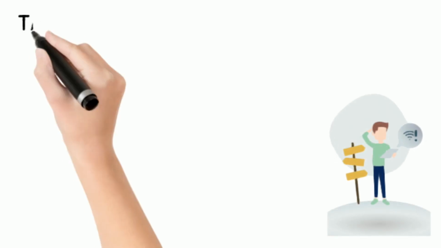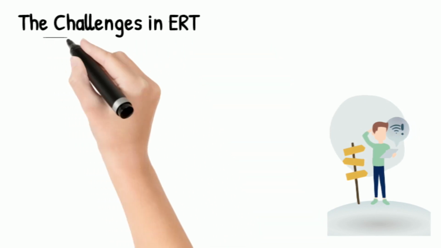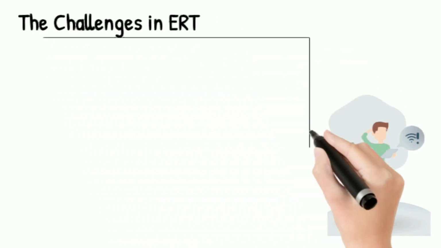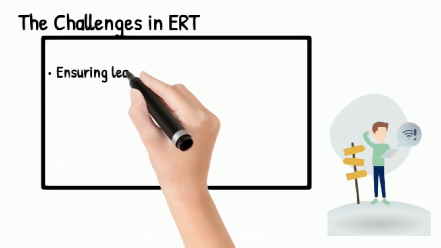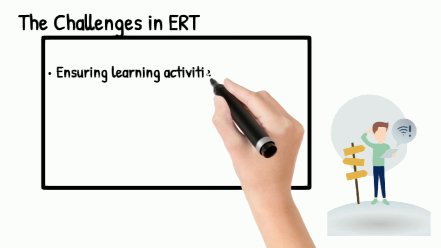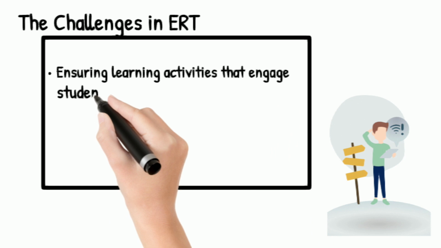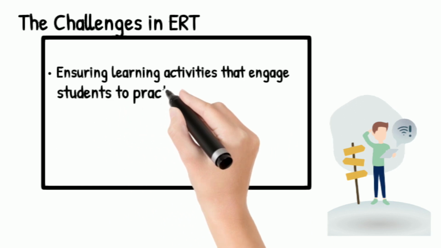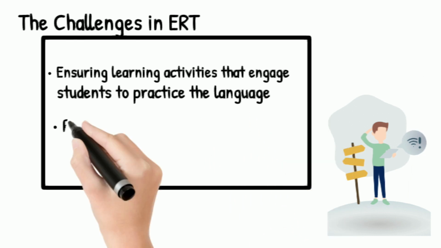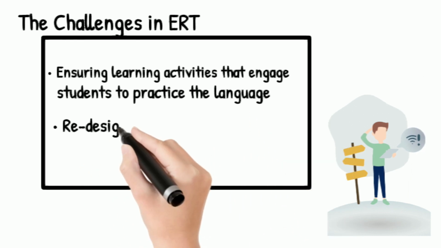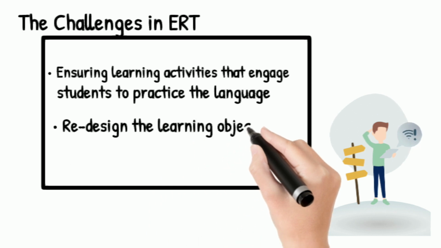Djati also shares about the challenges that may be faced in implementing ERT, such as ensuring students' activities so that they can practice the language and redesigning the learning objectives. Because sometimes a teacher only gives and explains learning materials to the students without considering whether the students understand the learning materials or not. So, minimizing the learning objectives and making clear and concise instructions has to be done by a teacher.